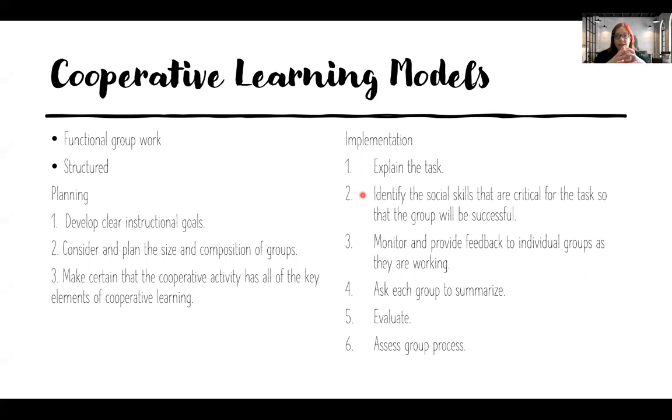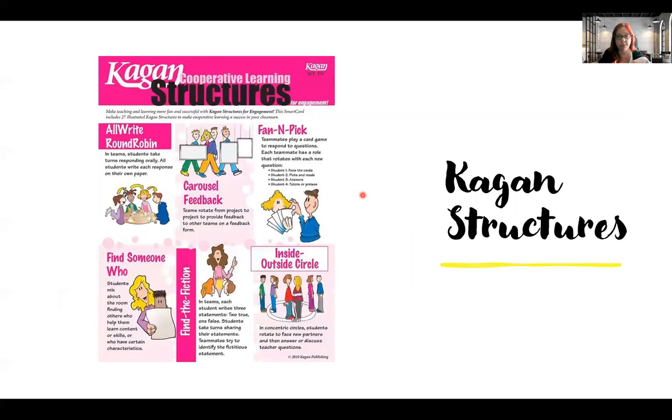There are a ton of cooperative learning models. Kagan, for example, is a company that provides professional development for teachers. Some of the structures that they have are different ways for students to work together. So we have a round robin. In teams, they respond orally, writing each response on their own paper. So they take turns and they respond orally.